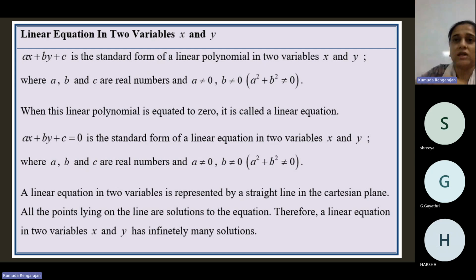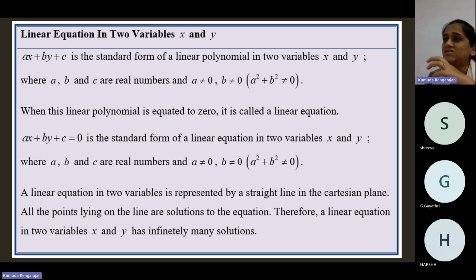Every point on that line is a solution to this equation. Why? Because those points will satisfy the equation. A point in the Cartesian plane has an address in the form x comma y. So in the linear equation, if you take the x value and the y value and work out the left hand side, you'll get 0, which is the right hand side. Every xy value from the straight line will satisfy the linear equation. So if the equation is satisfied, that's a solution to the equation.